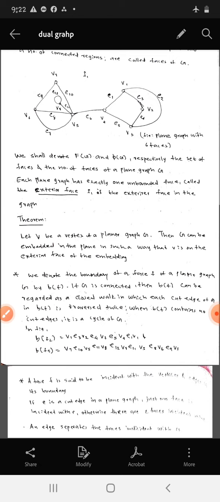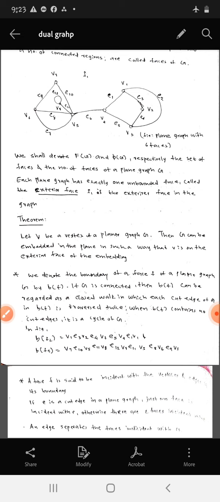So we denote the boundary of phase F of a plane graph G by B of F. If G is connected, then B of F can be regarded as a closed walk in which each cut edge of G in B of F is traversed twice. When B of F contains no cut edge, it is a cycle of G.